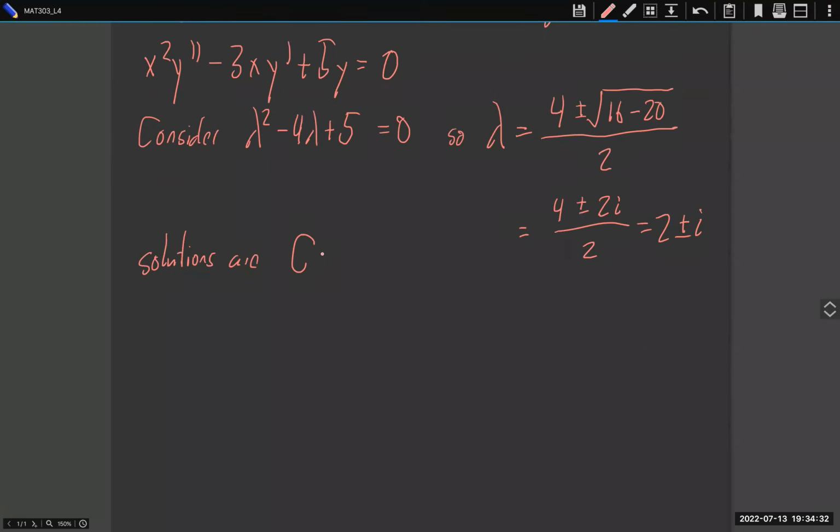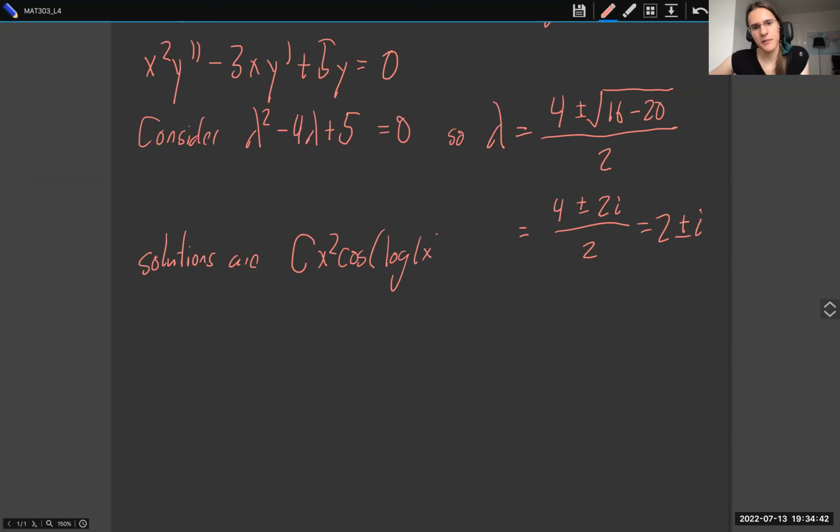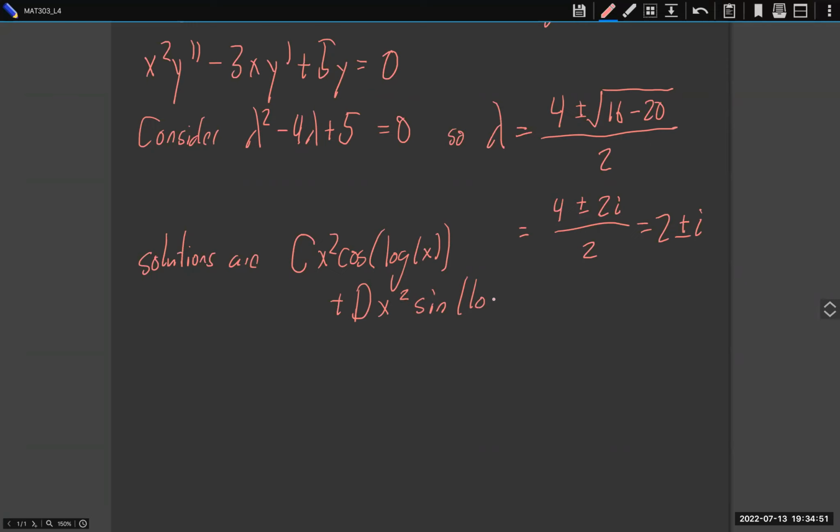Would it be x squared cosine times log of x? Yep. Beta is 1 in this case. Plus d, and then what do I change? It's just cosine to sine. Yep. Good. Is log interchangeable with natural log in this case, or no?